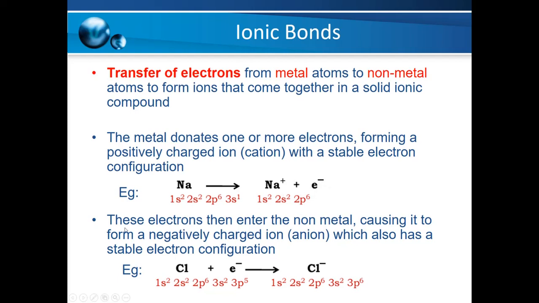After that, this electron then enters the non-metal, causing it to form a negatively charged anion which also has a stable electron configuration. So here, this Cl will accept this electron, and when Cl accepts this electron, it will become electronegative. At the beginning of the reaction, the configuration is 3p5, and when it accepts one electron, it will become 3p6.